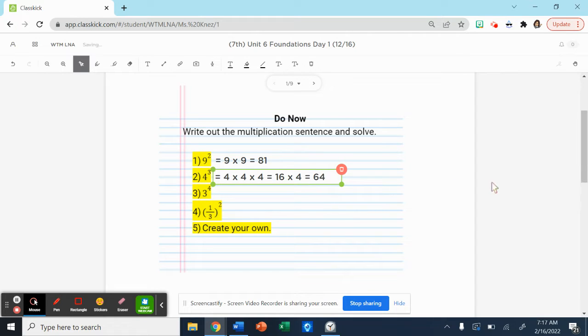which gives me 64. Similarly, if I have 3 to the fourth power, I know I need to multiply 3 four times. 3 times 3 times 3 times 3, which is 3 times 3 is 9. I have 2 3s left over. Then I'll multiply 9 times 3, which is 27, and I have 1 3 left over. And then I'll multiply 27 times 3, which is 81, excuse me. And that's how we solve problems involving exponents.